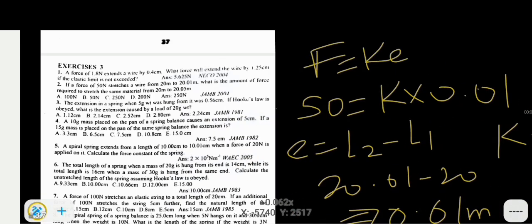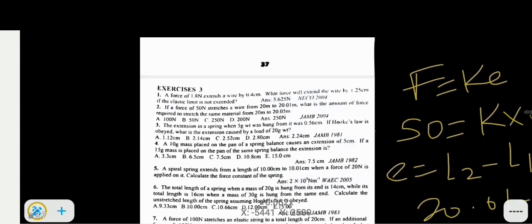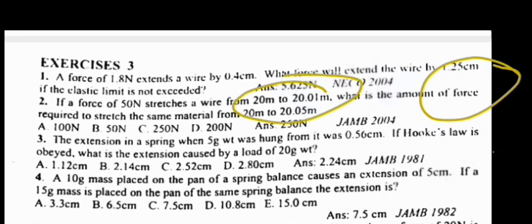In the second instance, we are told to find the force. Which force will cause this extension?